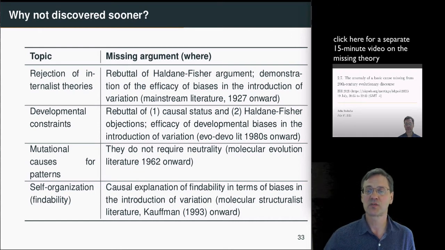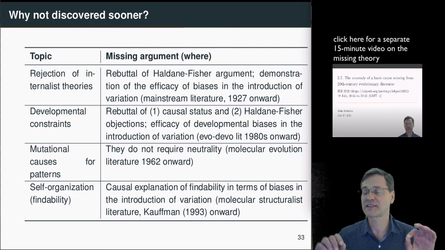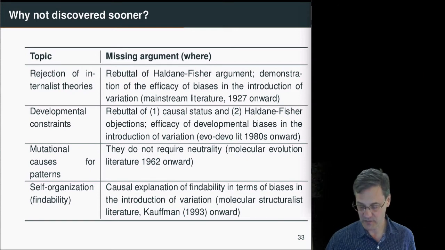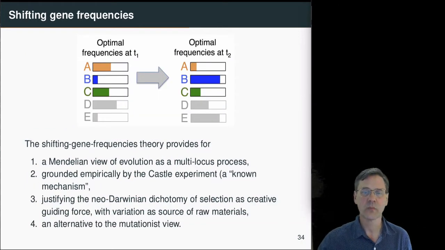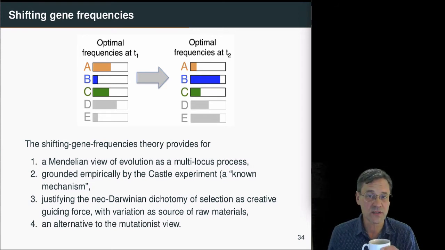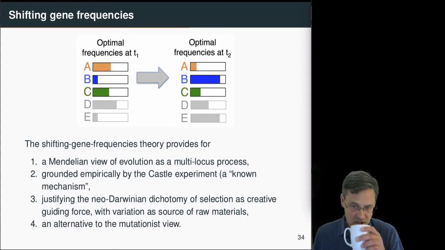The kind of answer that emerges from studying mathematical models and formal arguments about causation is that the action of biases in the introduction process falls outside of a very influential paradigm, the shifting gene frequencies paradigm, which says roughly that evolution can be understood in terms of shifting the frequencies of alleles present in an initial population, in an initial gene pool, without new mutations.